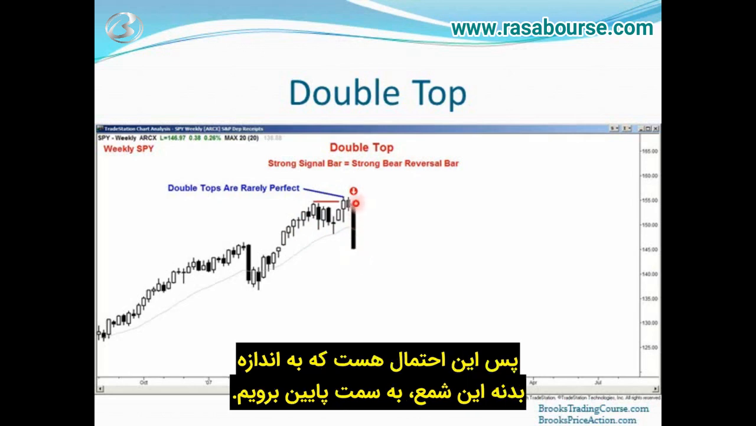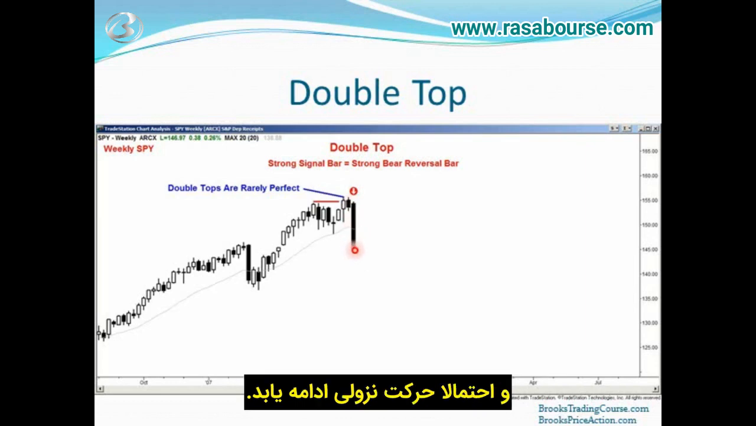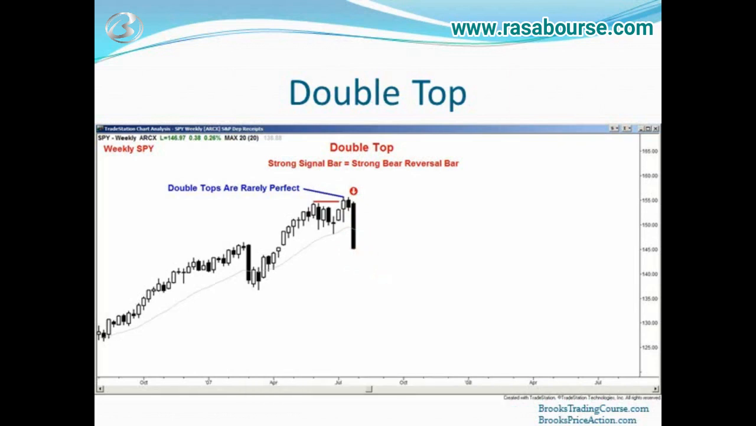So from the open of the bar to the close of the bar, chances are we'll get at least a measured move down. So this bear spike probably flipped the market to always in short in the minds of traders, and it probably will have a lot of follow-through.